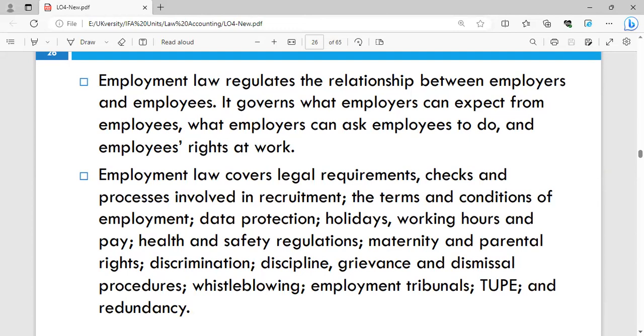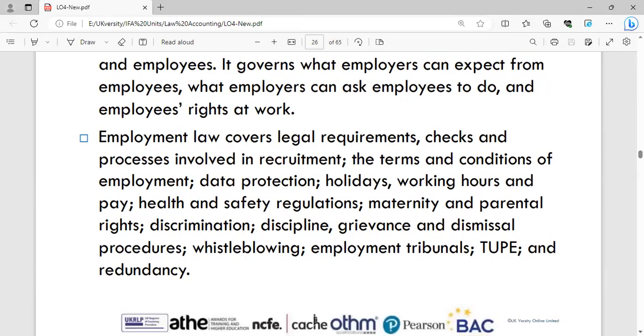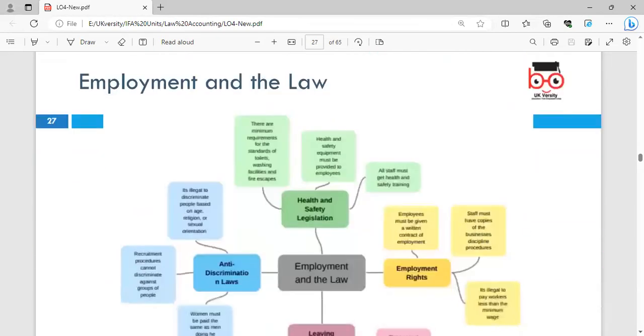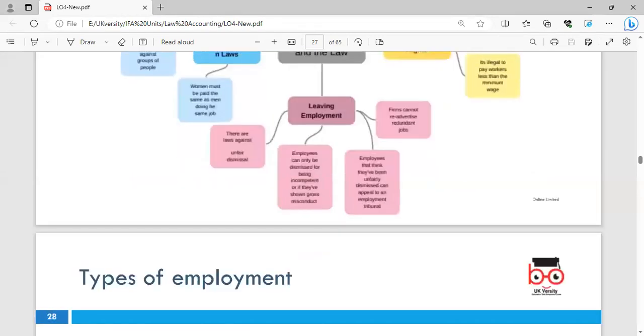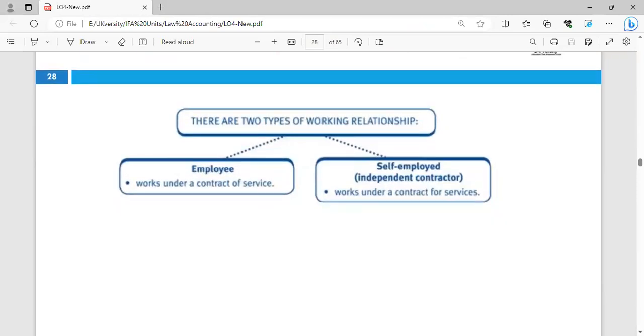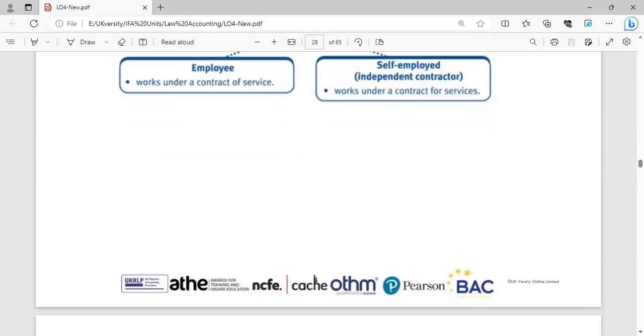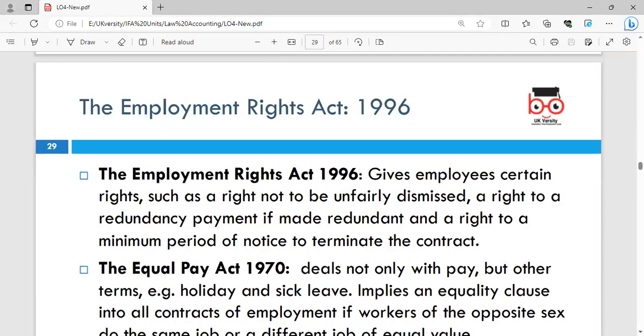We can look at various legislation: patents, the Health and Safety Act 1974, the Discrimination Act, now the Equality Act 2010. These are all the legislation as we've seen earlier: Health and Safety Act, anti-discrimination, employment rights, leaving employment. So we need to follow this legislation. Types of employment can be employed and self-employed. Okay, guys, we need to make sure we protect employment rights. There is a lot of legislation: Employment Rights Act 1996, equal pay.